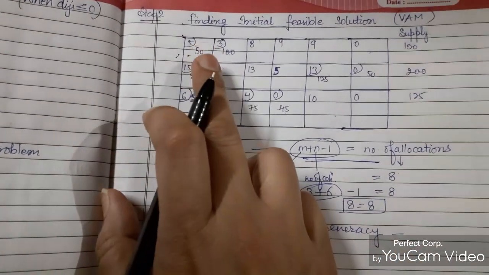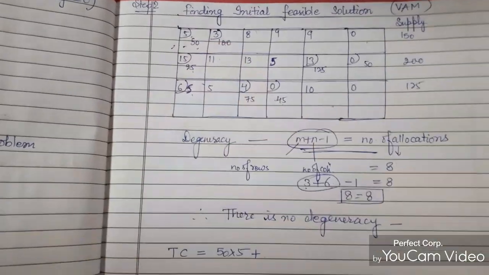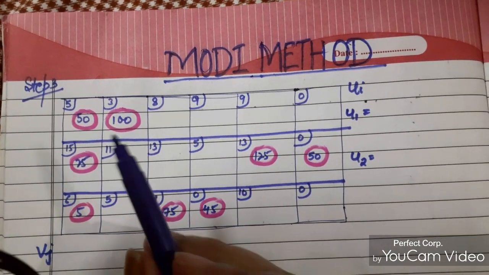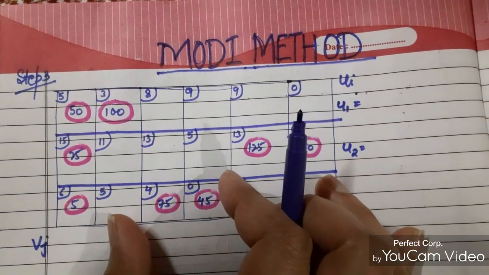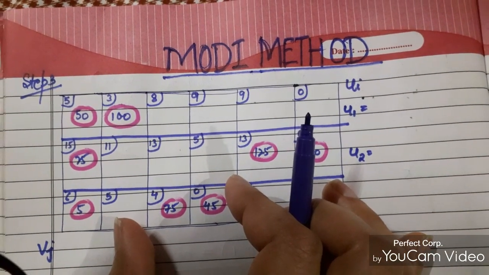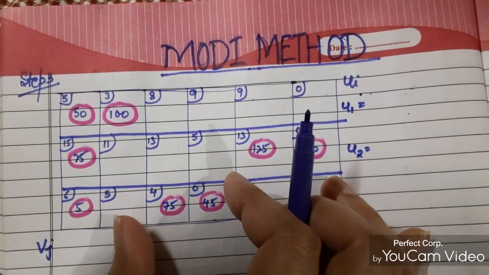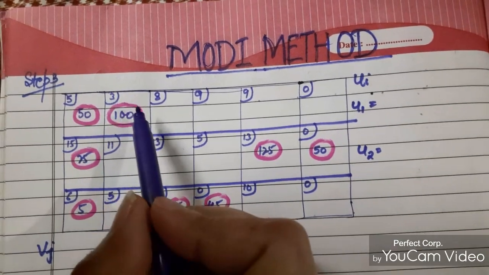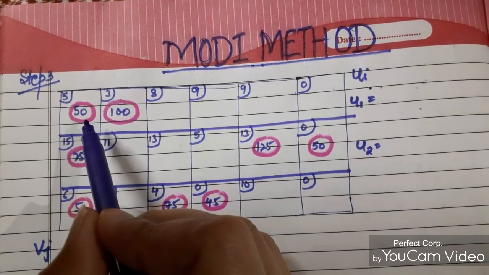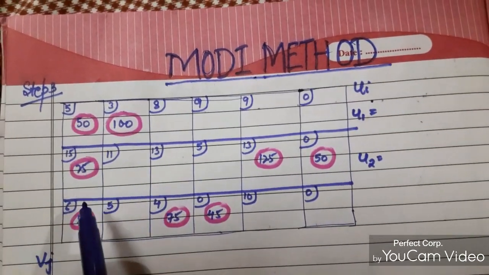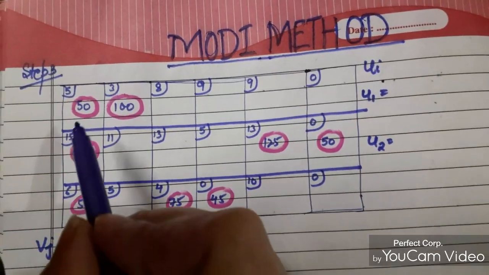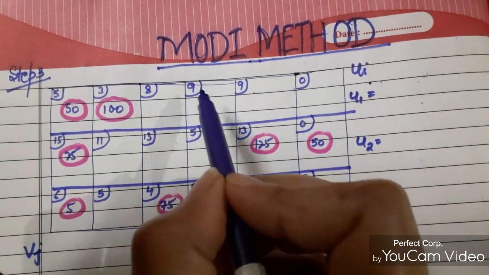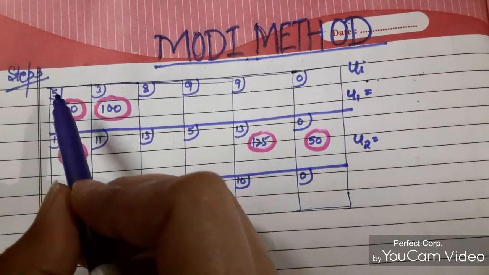I have already told you how to calculate the transportation cost in the initial feasible solution. So we will just multiply the cost with the allocations we got. Now let's start applying the Modi method to the initial feasible solution we obtained by using Vogel's approximation method. The values which I have circled with this different sketch, 50, 100, are the allocations we have obtained, and the values which I have put at this corner of each cell represent cost.